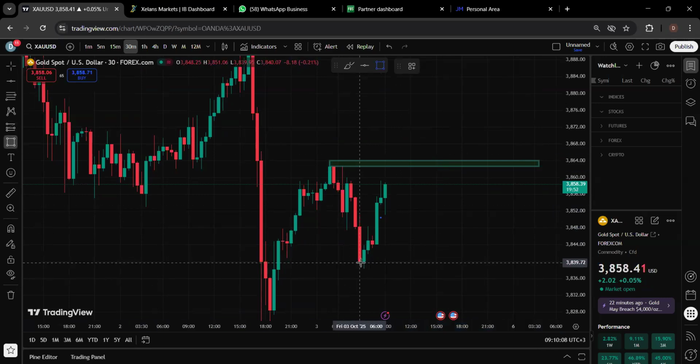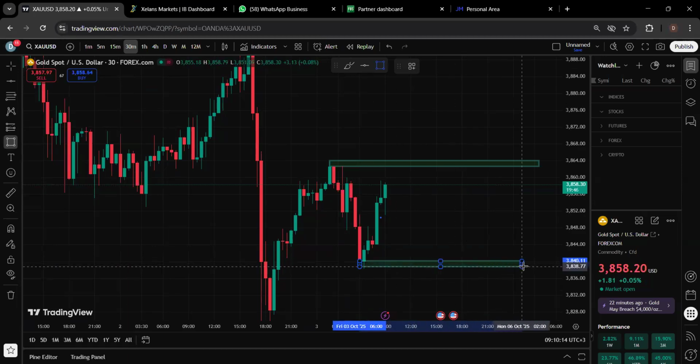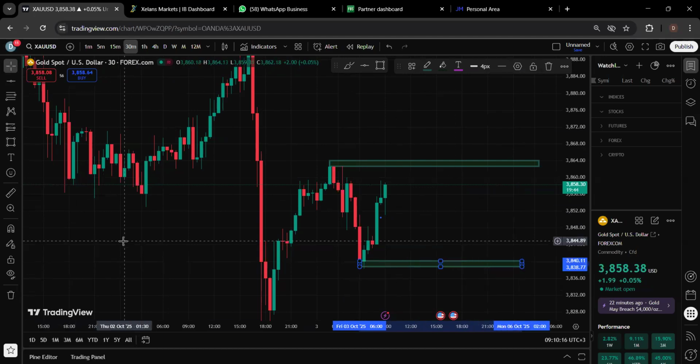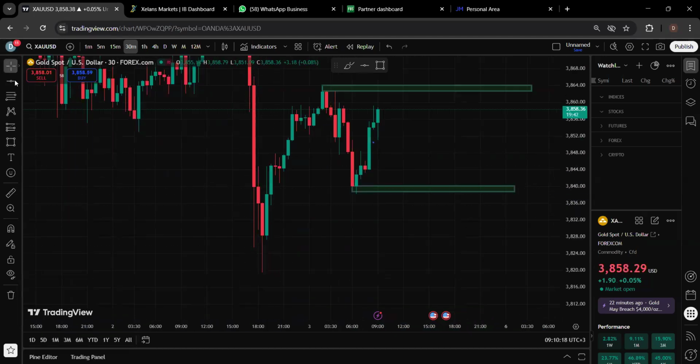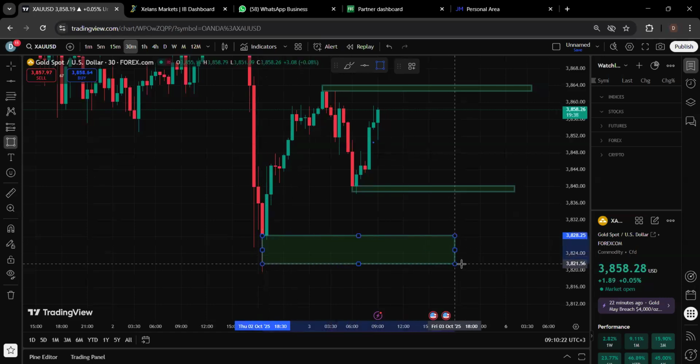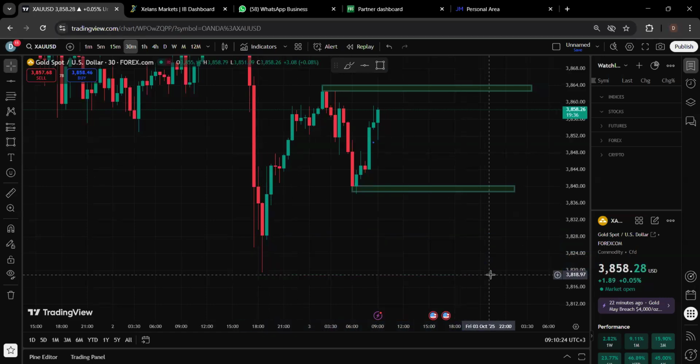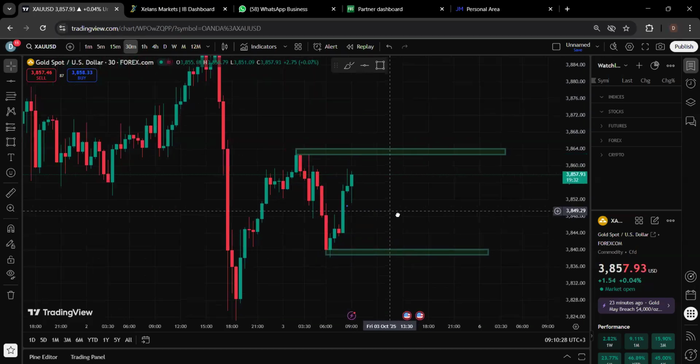And this is my support. You can also, even if you want, use this as your support. But let me first make use of this support and resistance here.